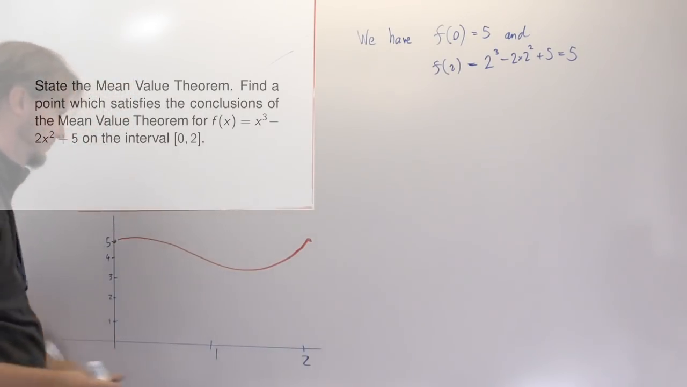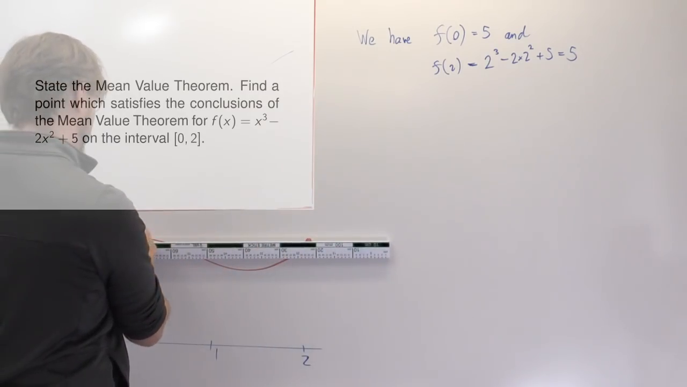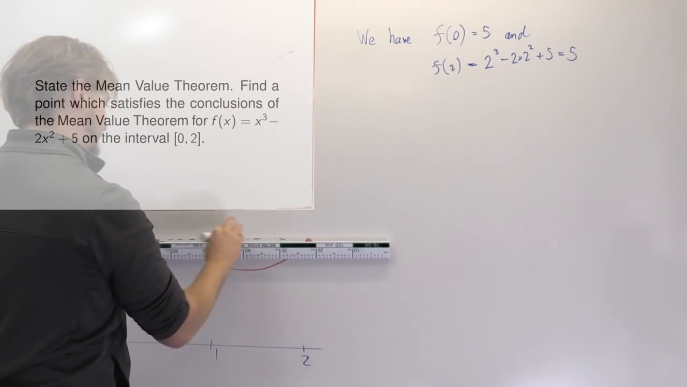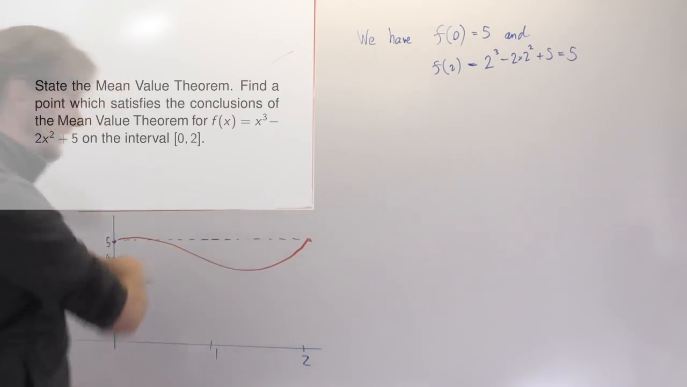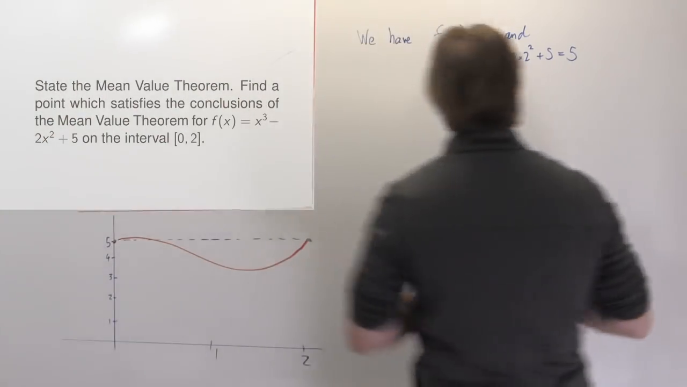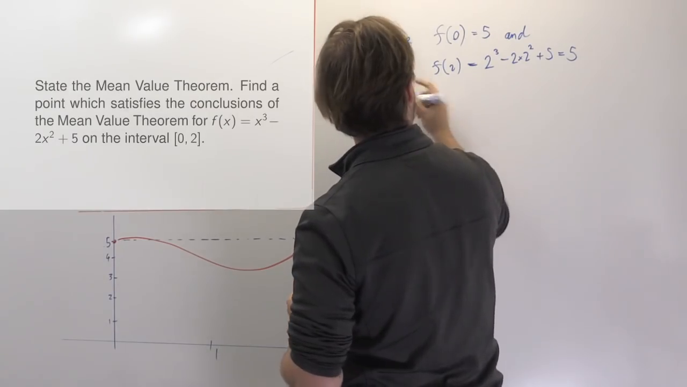So the slope here is nicely represented by this line, which has slope 0. So the average slope over this interval is 0. Alright, so we have that.